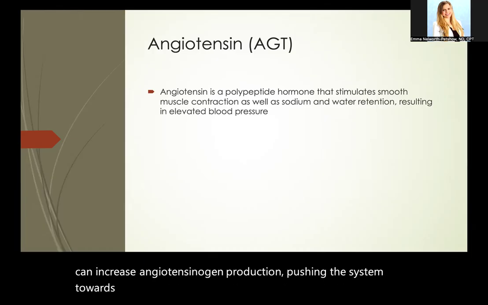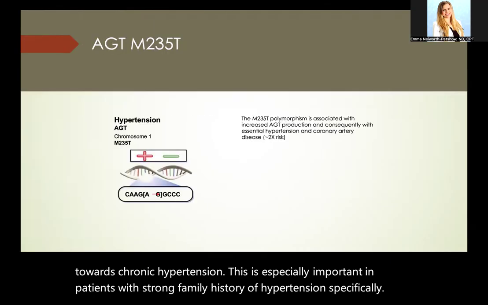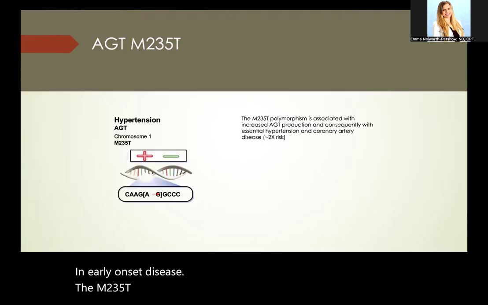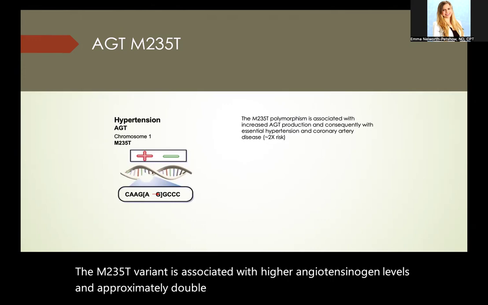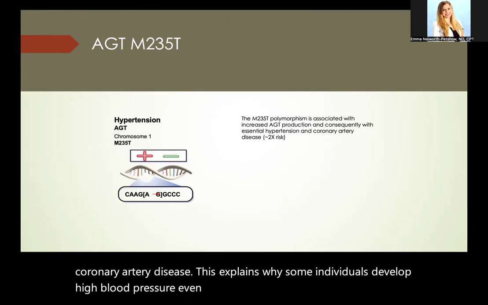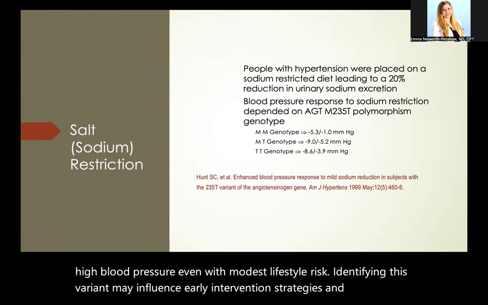This is especially important in patients with strong family history of hypertension, specifically in early onset disease. The M235T variant is associated with higher angiotensinogen levels and approximately double the risk of essential hypertension and coronary artery disease. This explains why some individuals develop high blood pressure even with modest lifestyle risk. Identifying this variant may influence early intervention strategies and justify more aggressive preventative therapy.